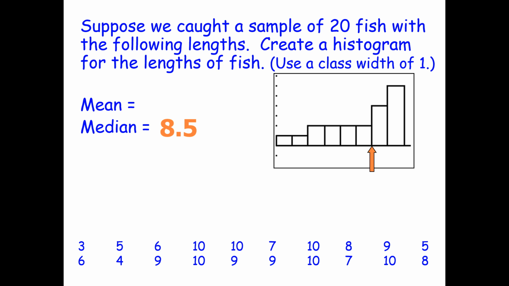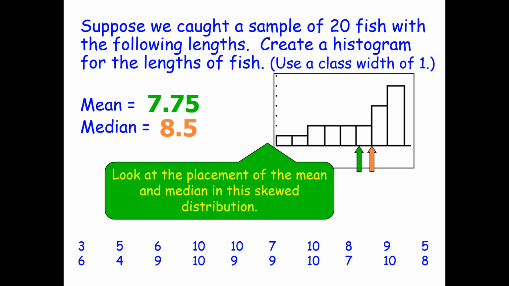So here we have a median value of 8.5 and a mean value of 7.75. Look at the placement here of the mean and the median in this skewed distribution. Notice that our mean and median are not in the same place, and our mean is to the left of our median.